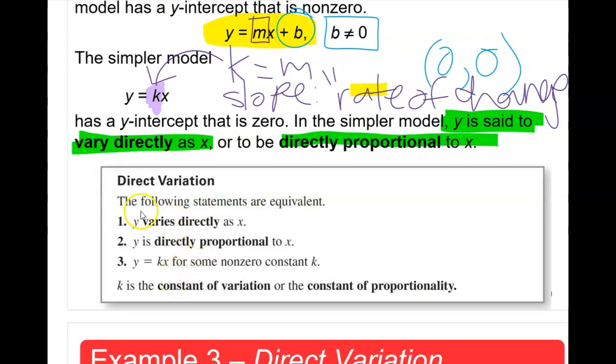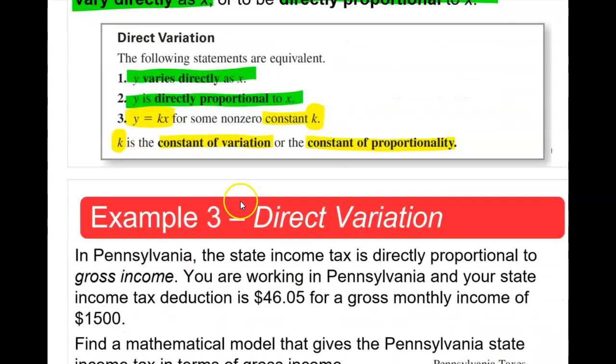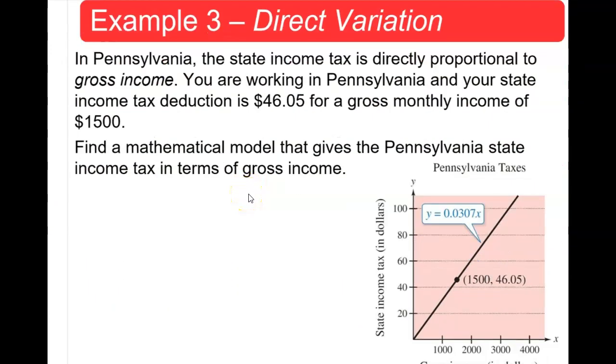So here are some statements that are equivalent. So we already went over y varies directly as x, or y is directly proportional. And then we can also be given the equation for direct variation, and here the constant k will tell us the constant of variation, that is what it represents, or also known as the constant of proportionality. So let's go ahead and do an example.